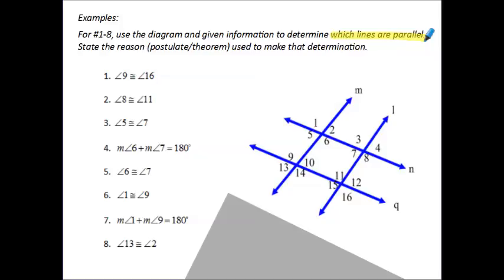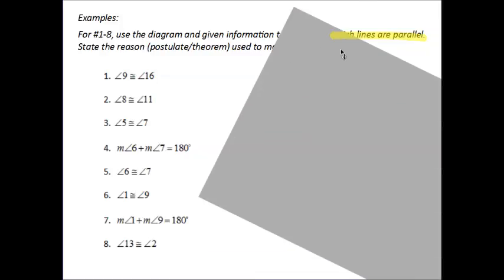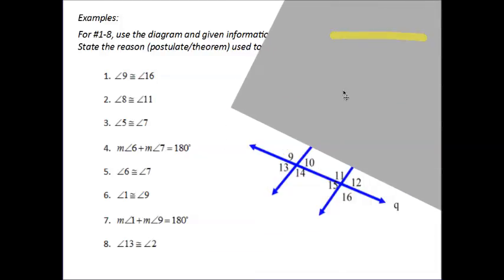Now this is a pretty busy picture, and you already had one like that in our previous in-class practice, and you may remember that I told you just take a piece of paper and cover up the part that you don't need to make it less confusing. I'm going to do just that, and I'm going to start with number 1, where I'm told that angle 9 and angle 16 are congruent. Well, let's find angle 9 right here and angle 16. These two angles, we're being told, are congruent.